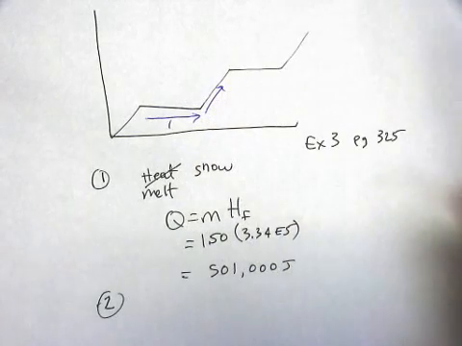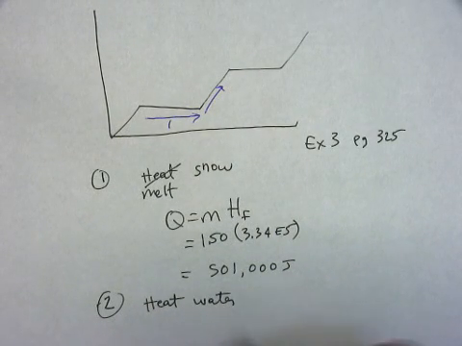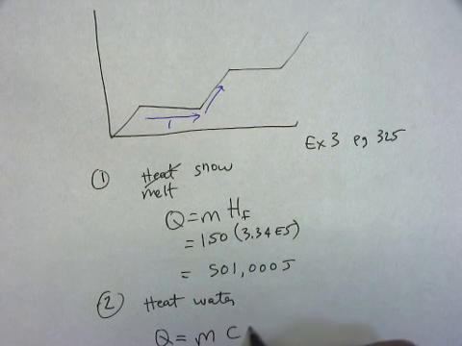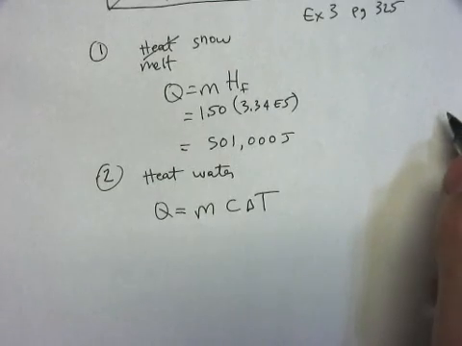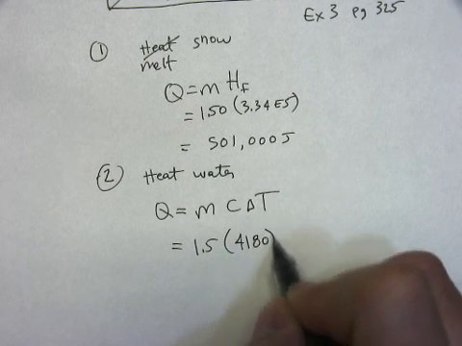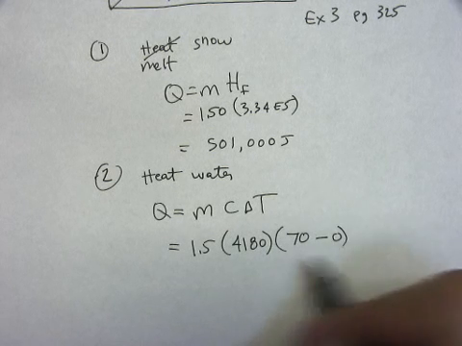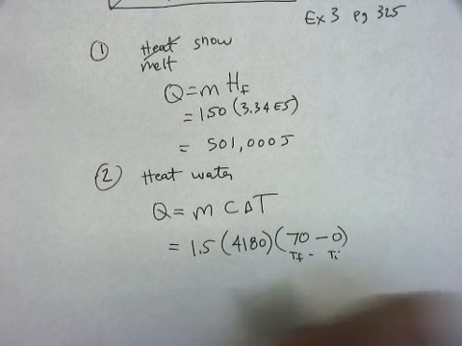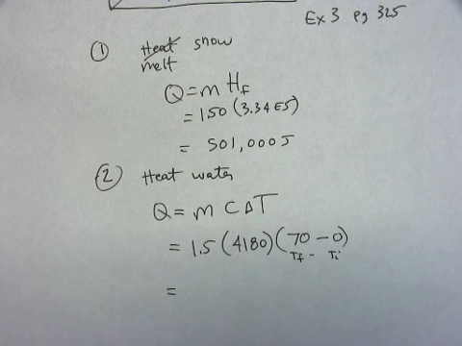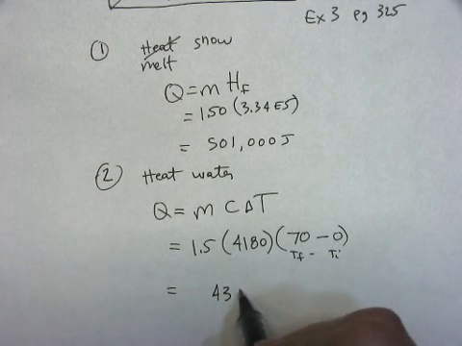Step 2 is going to be heat the water. So I use Q equals mc delta T. My mass hasn't changed. The specific heat of water is 4180. And now I'm going up to 70 degrees from 0. That's the final temperature minus the initial. So if I take 1.5 times 4180 times 70, I get 439,000.